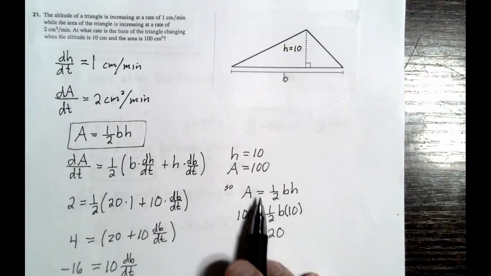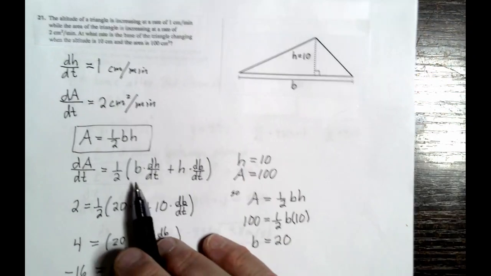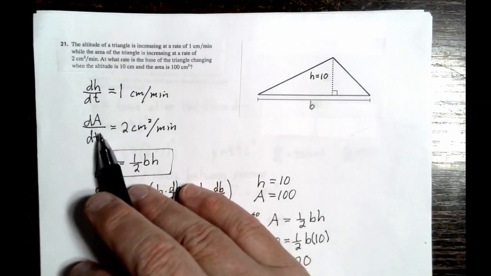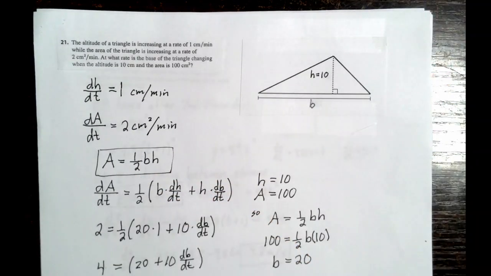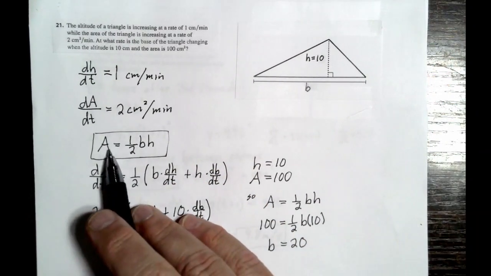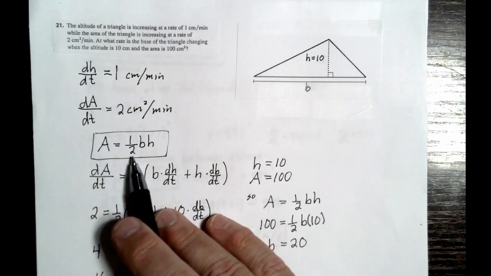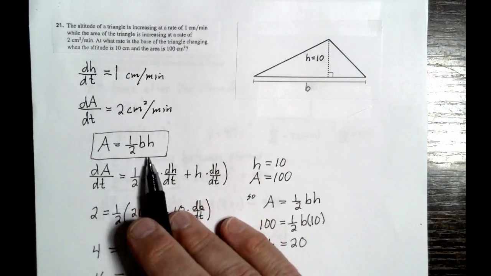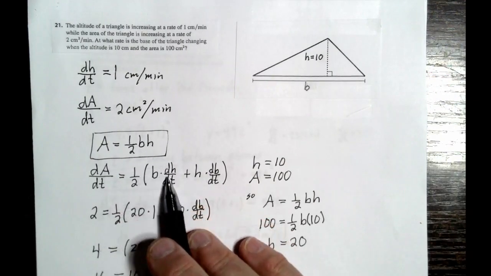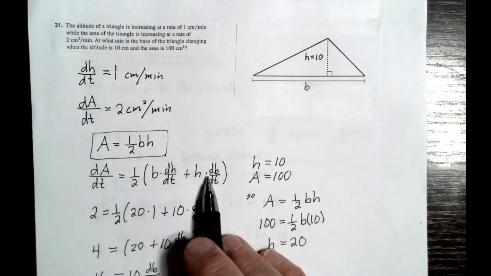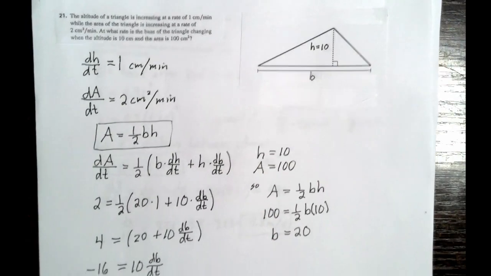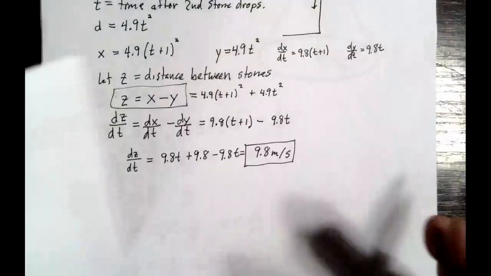So now we got a, h, and b, and we got h prime and a prime. We need to find b prime. So when you take the derivative, we get a prime equals 1/2, and now you got the chain rule here. You got b times h prime plus h times b prime. And then you plug in everything you know, crunch everything down, and you get your answer.